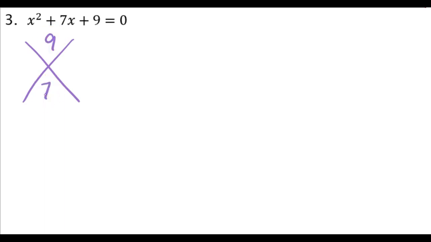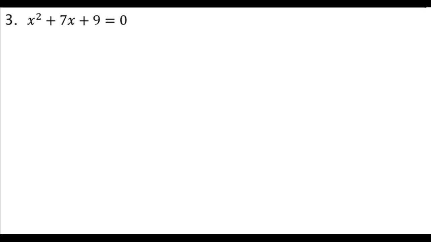My only choices would be 1 and 9, which would add to 10, or I could do 3 and 3, which adds to 6. So all of my options are bad because they don't add to the right number. So that's how you would know you need to do the quadratic formula.